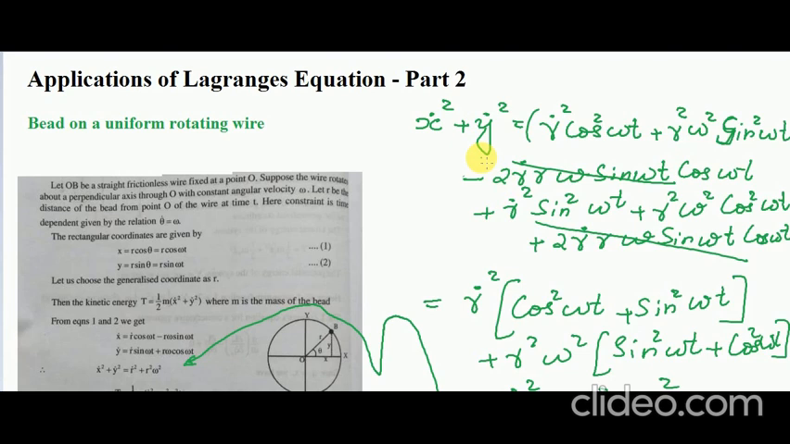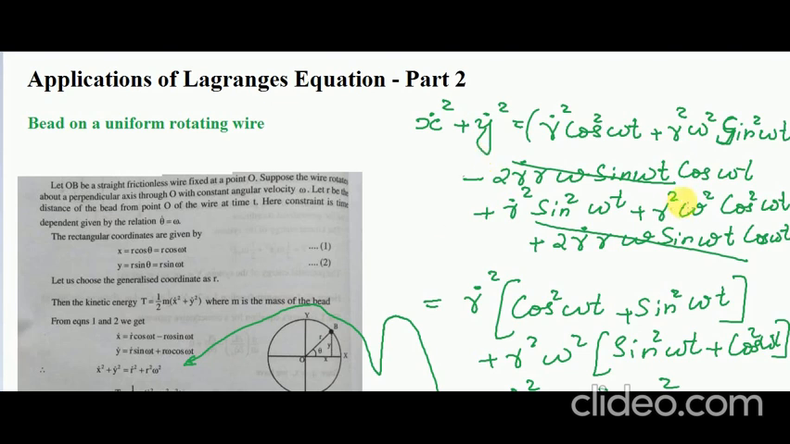Part 2. We already learned two applications of Lagrange's equation in the previous module. Today we are going to learn a few more applications. A bead on a uniform rotating wire.